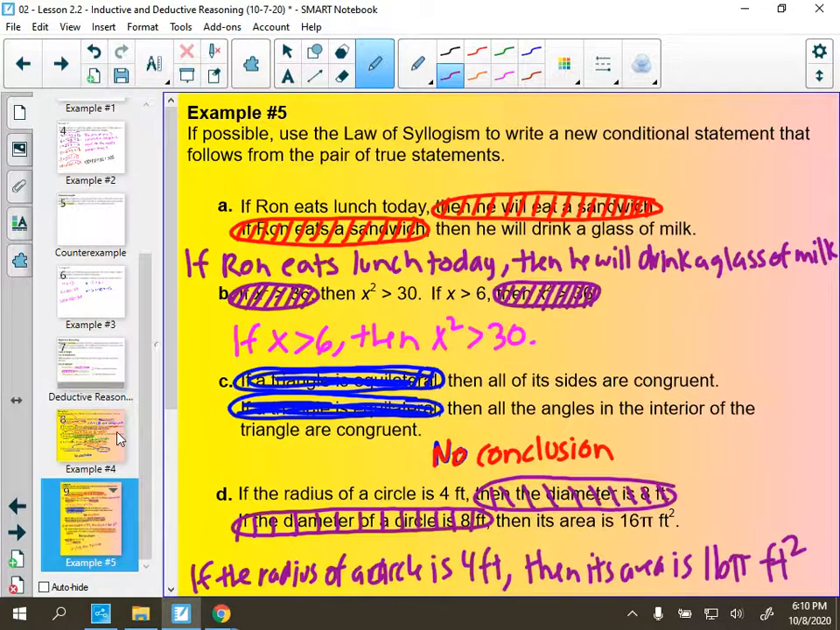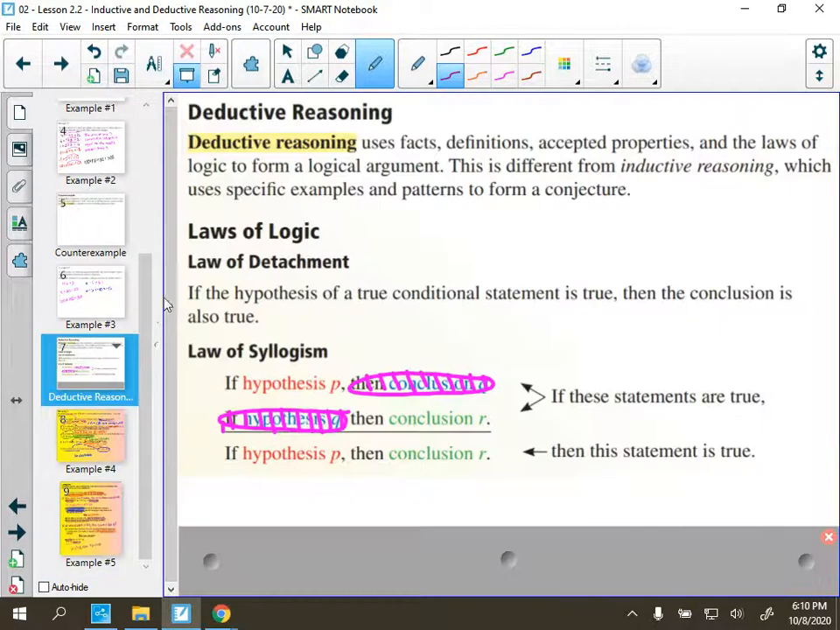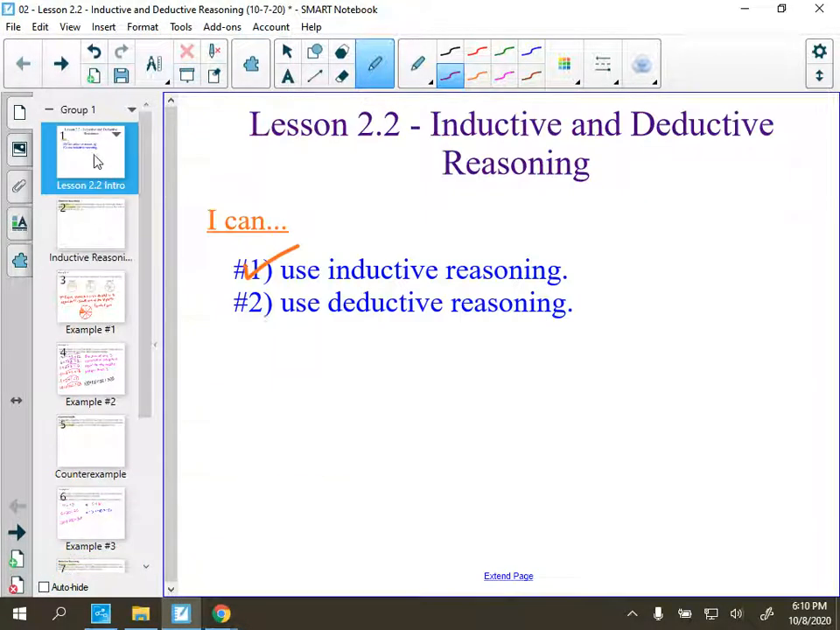So those are the 2 big ones for today that we'll work with. Law of detachment, law of syllogism. For now, that's what we need to know about deductive reasoning, using facts, definitions. We'll get to all that stuff. Today was more of a focus on the laws of logic of deductive. So there you have it. There's the lesson 2.2. I think we've definitely hit both of our goals. We're using it. And I think we can call it a wrap on the lesson.